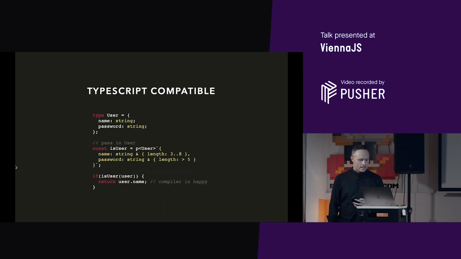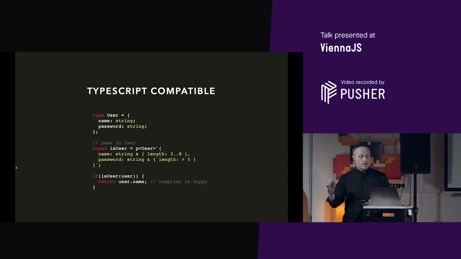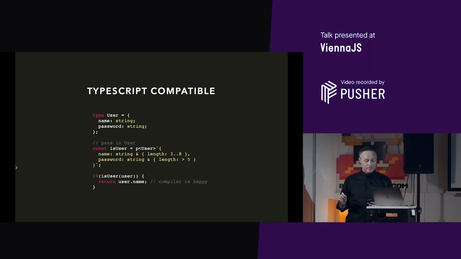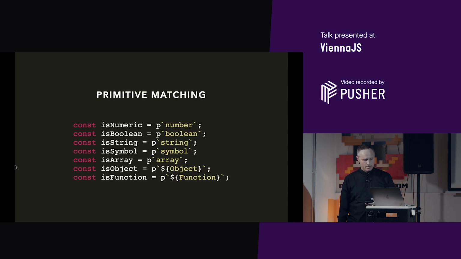As well as that, we're TypeScript compatible, so we can take TypeScript types, this is all within TypeScript, pass them into where we call our P function, and then that turns the resulting predicate into a guard function. So you can use that guard function, and then TypeScript's going to know that once you've used that, you have the particular type you've specified.